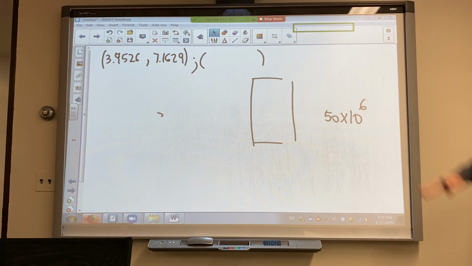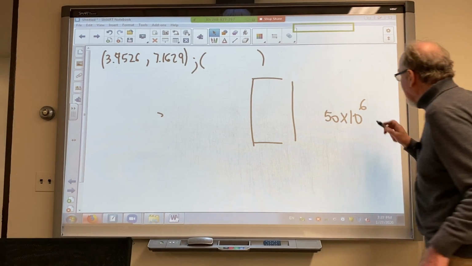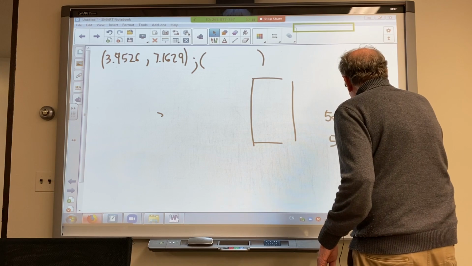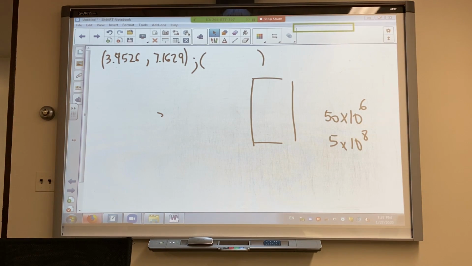And of course, we don't need one shelf. We will build shelves from the floor to the ceiling. So we will build 10 shelves. So this is 5 times 10 to the 7, 5 times 10 to the 8 is a shelf full of coordinates of particles.